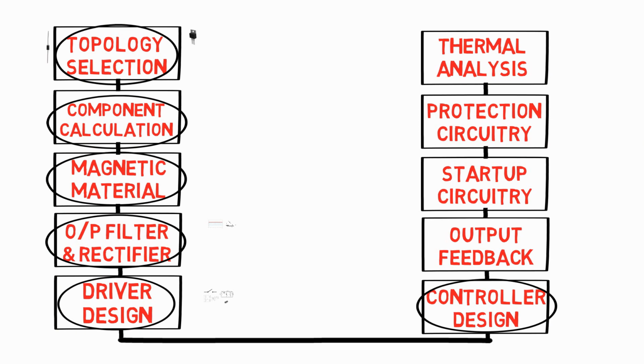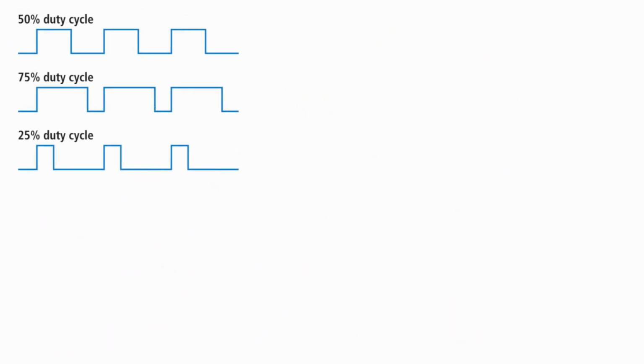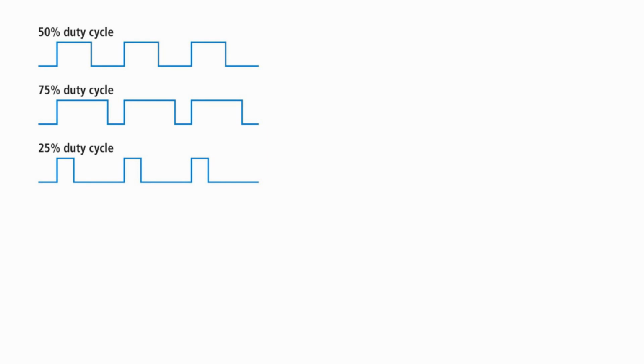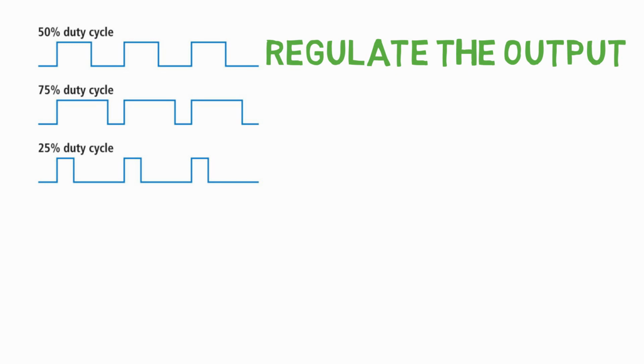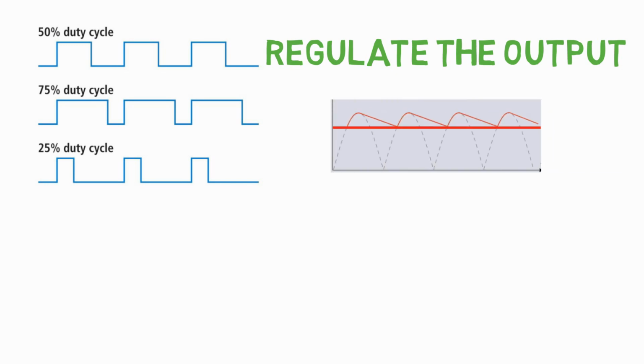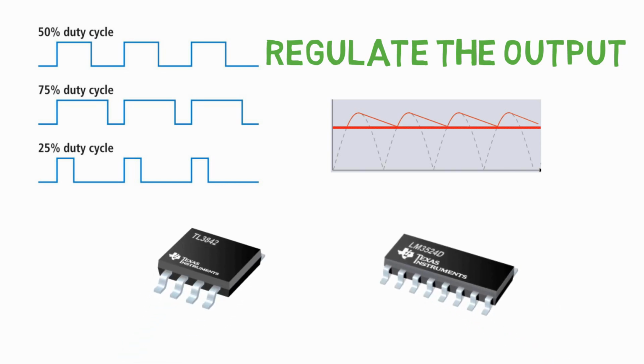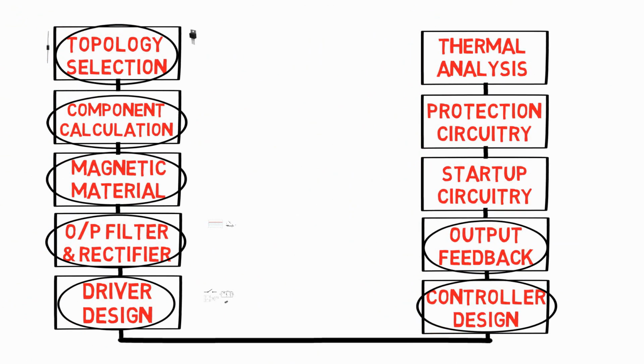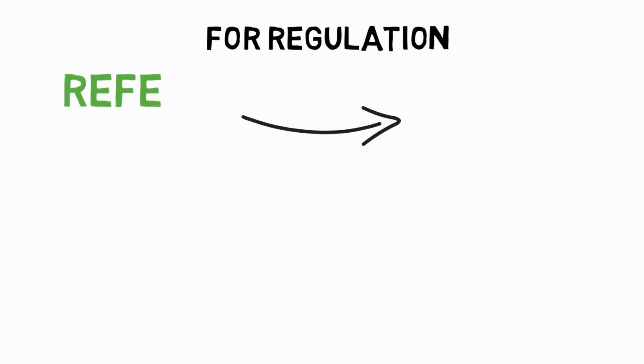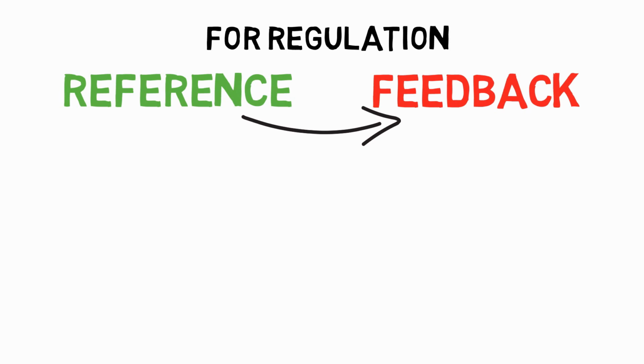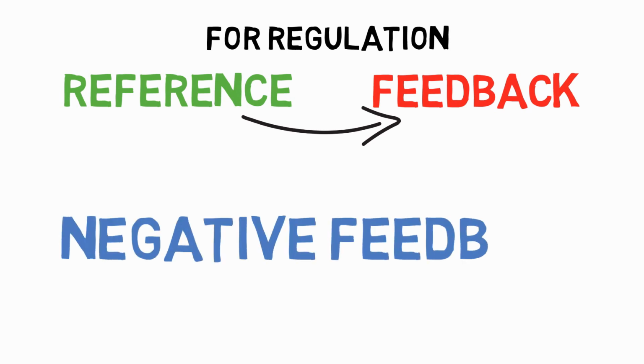The controller is the heart of the SMPS system. It provides the necessary duty cycle to the switching element in a pulse width modulated way. It helps to regulate the output. The term output regulation is used to define the stability of the output of an SMPS. Any PWM IC like UC3842 or LM3524 is used for this purpose. Next is the feedback loop. Every power supply needs a feedback to regulate its output. By comparing reference and feedback, the controller regulates the output. And generally, we use negative feedback.